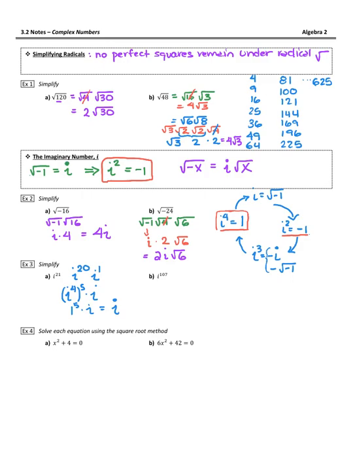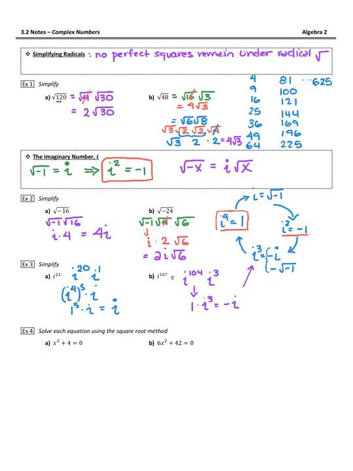So for i to the 107, I can rewrite this as i to the 104 times i cubed, because we know 4 goes into 100, which means it goes into 104. So 104 plus 3 is 107. Since this one is a multiple of 4, it's just going to come out as 1, and so we're left with i cubed, which you can write as just minus i, based on our chart right here. Okay?